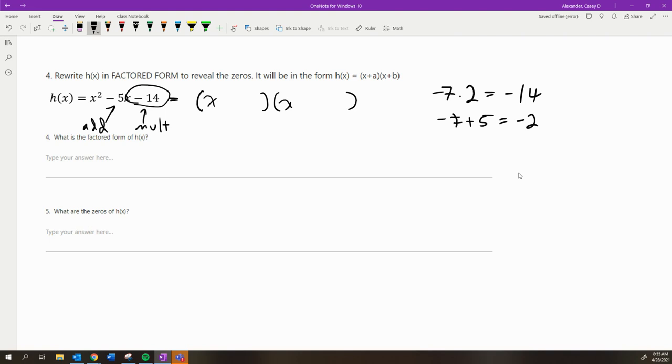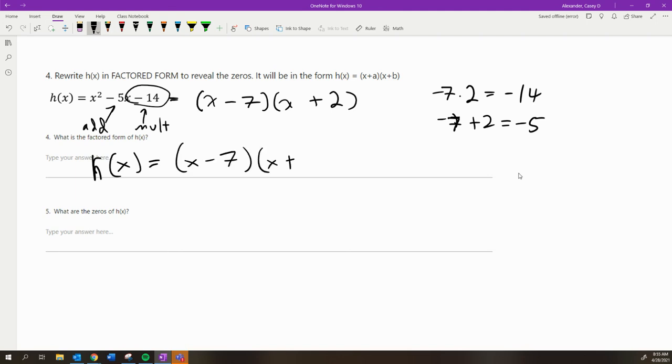So I believe that that's what we, plus 5, plus, sorry, my brain. Okay, let's try it one more time. Negative 7 plus 2 equals negative 5, which is what we want here. So it is x minus 7 times x plus 2. That's what we would put for our function here. H of x is x minus 7 times x plus 2.